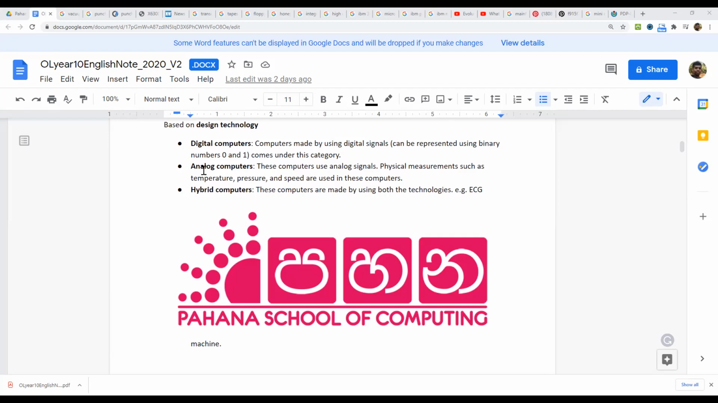Then we also have analog computers. If you take temperature, it changes across different levels. It's not just two levels. Temperature varies, pressure varies, speed varies. If you use these kinds of physical measurements in computers, we call them analog computers. And then hybrid computers combine these two technologies together. That means hybrid computers use both digital signals as well as analog signals. For example, ECG machines use both digital as well as analog signals.